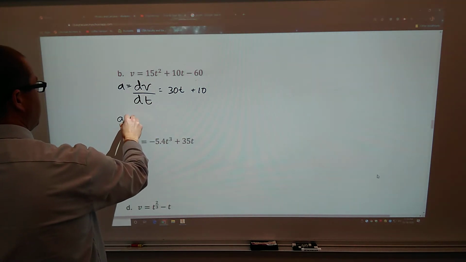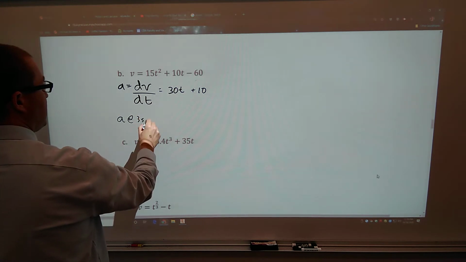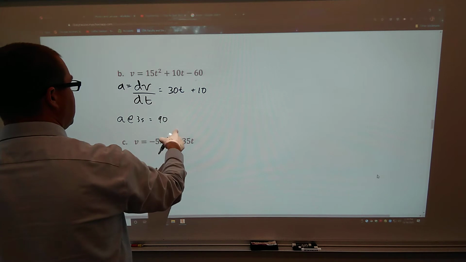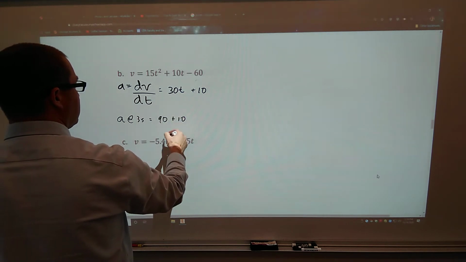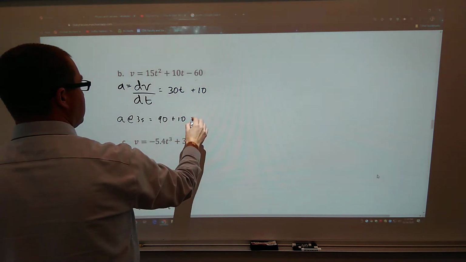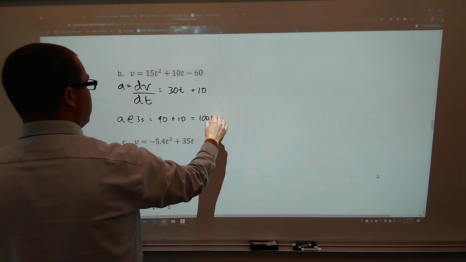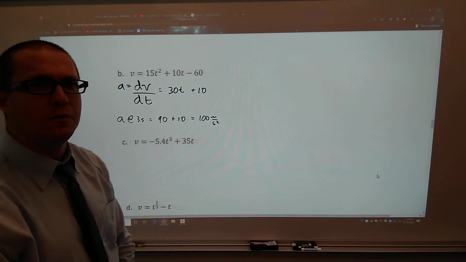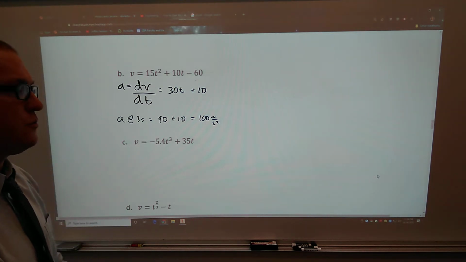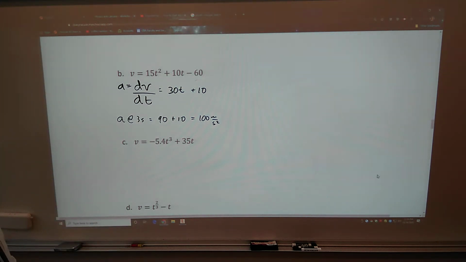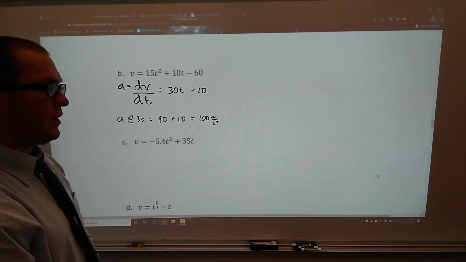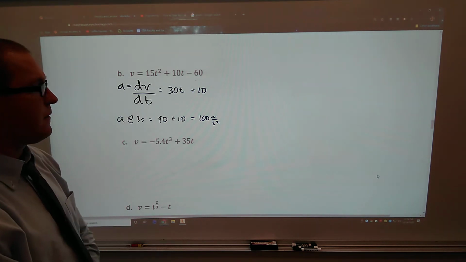So the acceleration at 3 seconds, you have to plug in 3 for t, right? So it's 90 plus 10 equals 100 meters per second squared. All right, now, actually yesterday's class we did go through this one here in school. So maybe I should do a different one, but I'll roll ahead with this. You're going to copy this format.